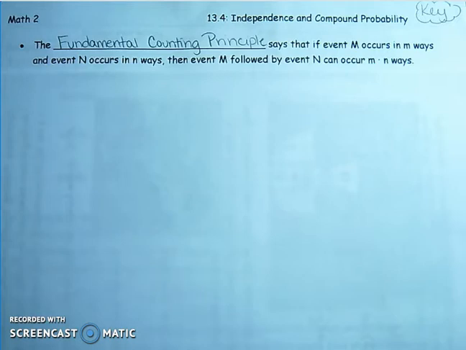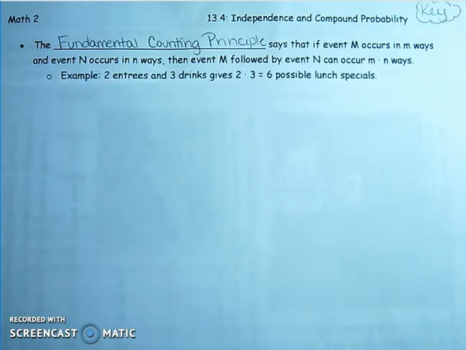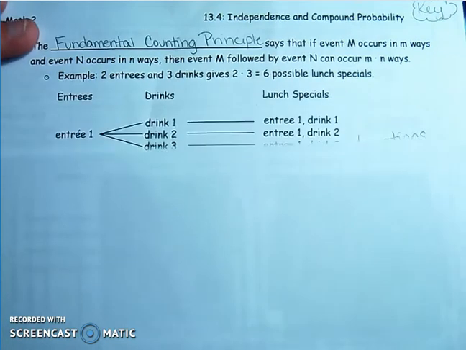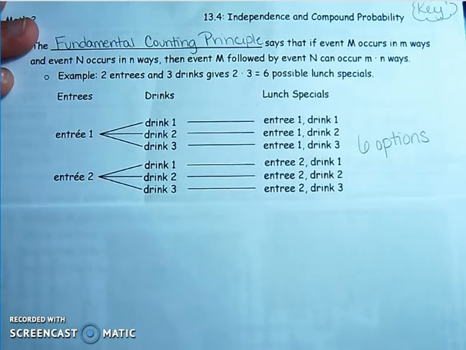It says that if M occurs in M ways and N occurs in N ways, then the event of M followed by N is M times N ways, which is kind of a little confusing, but it's really pretty simple. Example, if we have two different entrees at a restaurant that we can choose from with three different drink possibilities, then 2 times 3 would give us 6 possible lunch specials. So to visualize that, look here.